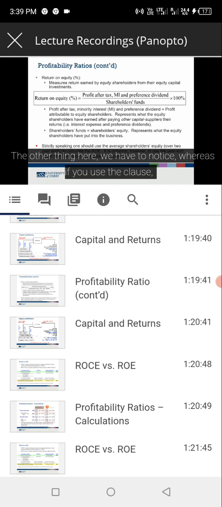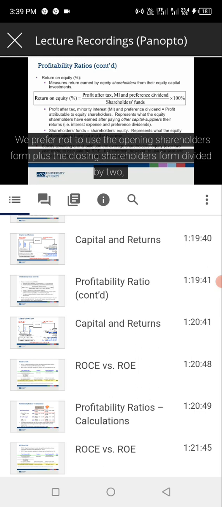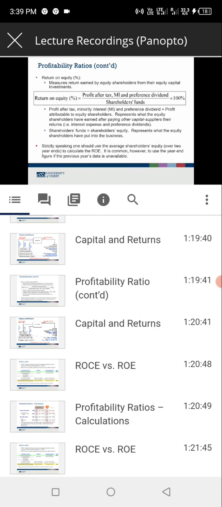The other thing we need to notice is that if you use the closing figure, it's fine, but in most cases we prefer the average shareholders' fund. We prefer that you use the opening shareholders' fund plus the closing shareholders' fund divided by 2. And that will give you the average for the year.